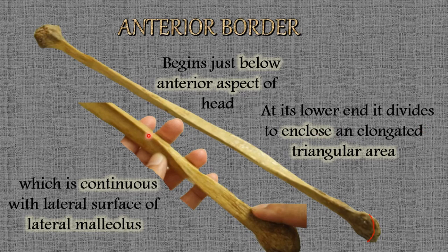Now here you can see this is the lower end of the anterior border. From here it splits into two borders. This is the one side and this is the other side. Now this will end at the anterior surface of the lower end, and this will go and cover the lateral posterior part of the lateral surface of the lateral malleolus. Now this whole is the lateral surface. This is the anterior surface of the lower end of the malleolus.